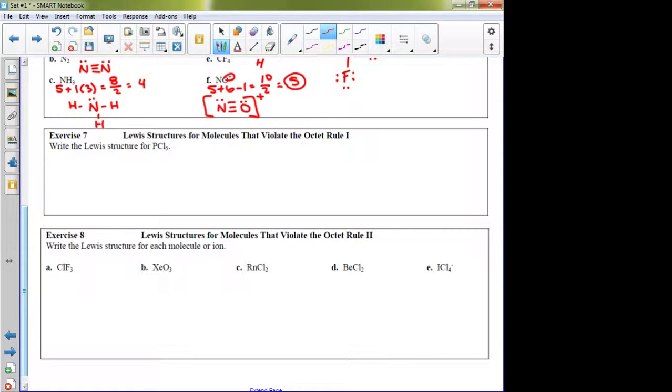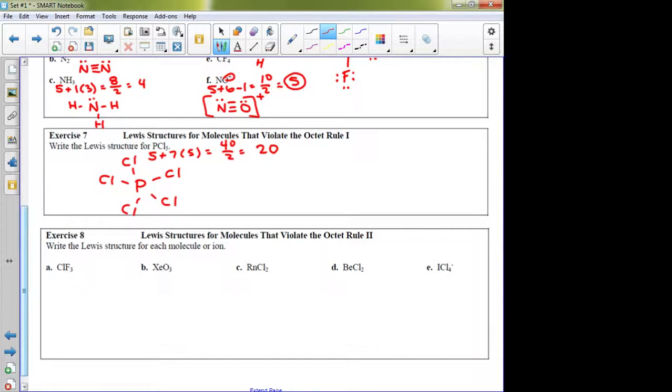So, let's look at this one. Phosphorus is how many valence electrons? 5. Plus how many does chlorine have? 7. And I have to multiply that times 5. 5 plus 35 is 40. And if I divide that by 2, that is 20. Okay. So we put phosphorus in the middle. And then we're going to show a single bond to all of the chlorines.